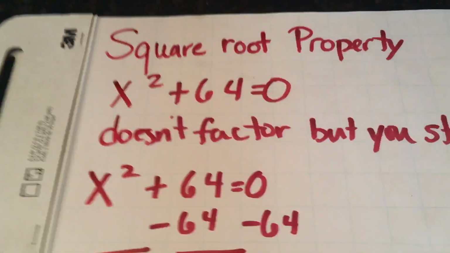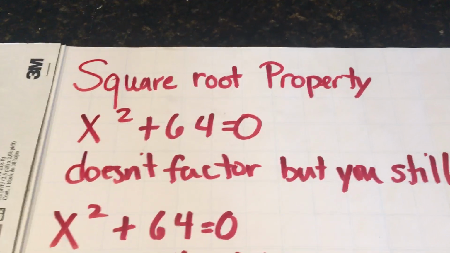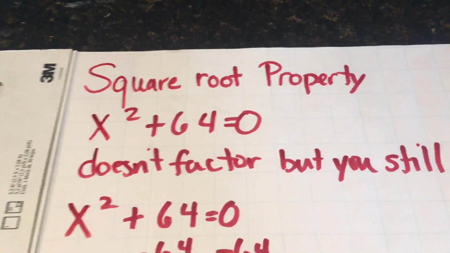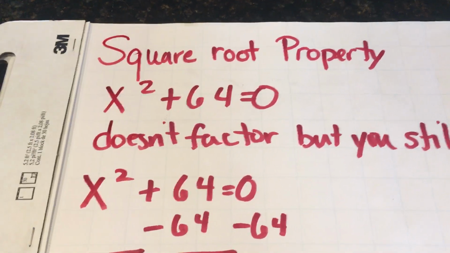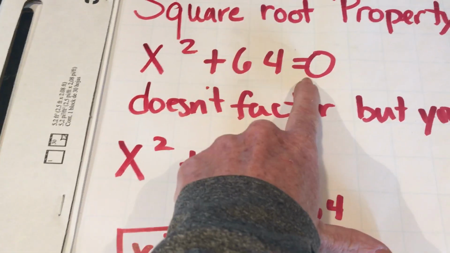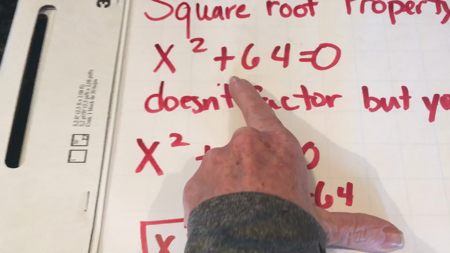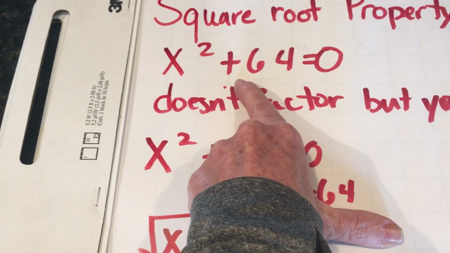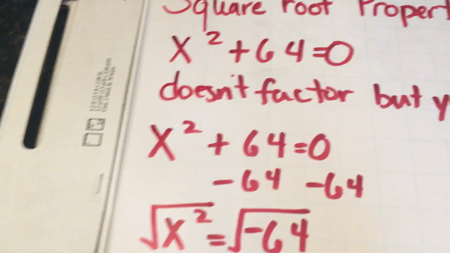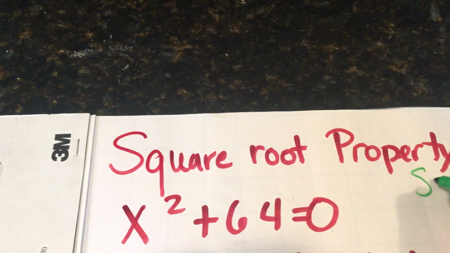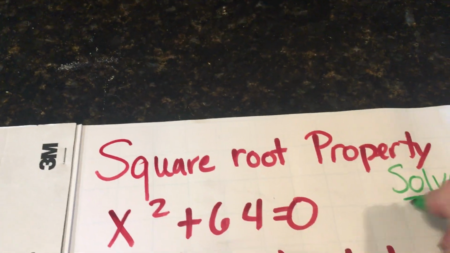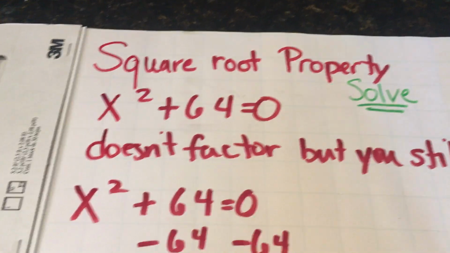Okay, the next one is called the square root property. We're solving again. Solving, remember, means finding your zeros, your x-intercepts, your roots. Okay, and if we took x squared plus 64 equals 0, it does not factor because of the plus sign. So if we're going to solve this, and the directions would be to solve, guess I should have written that up there. Let's put that up there so we can see it. Solve. Okay, we're solving this. It doesn't factor.